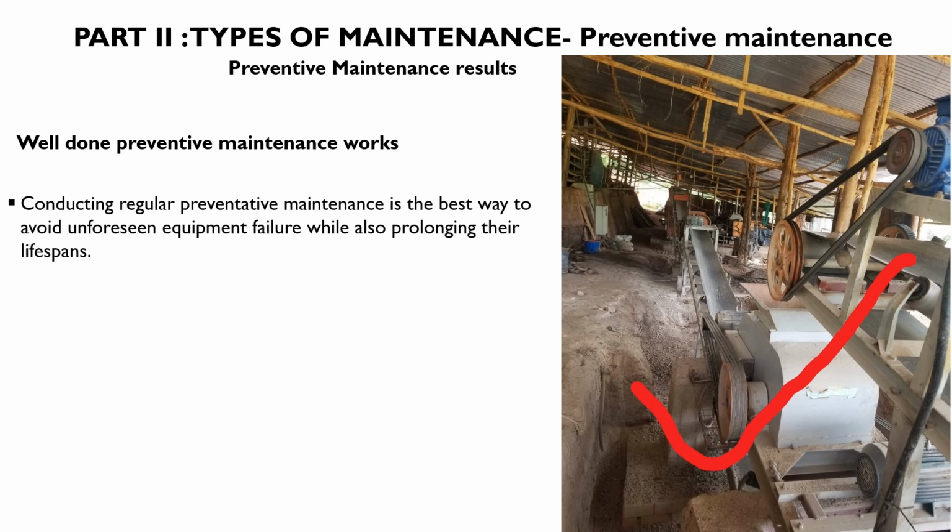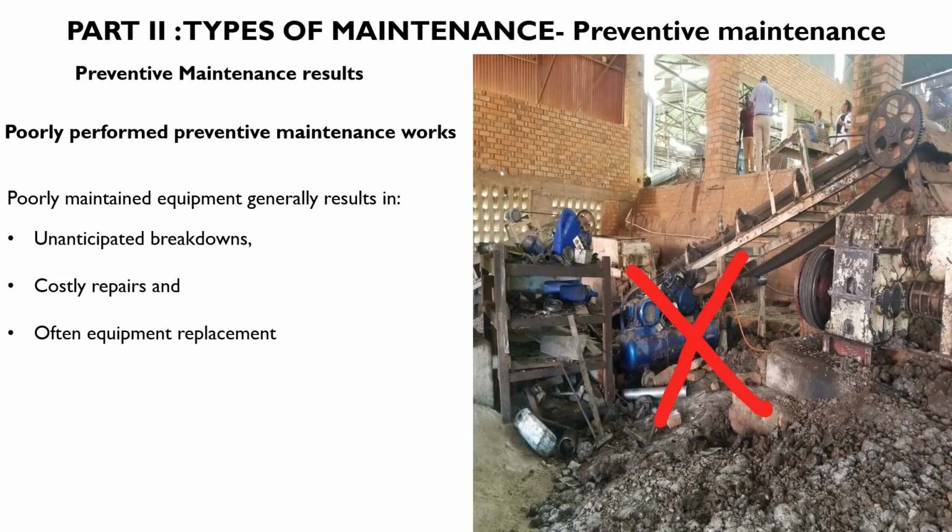It should always be understood that conducting regular preventive maintenance is the best way to avoid unforeseen equipment failure while also prolonging equipment lifespans. Whereas poorly maintained equipment generally results in unanticipated breakdowns, costly repairs, and often equipment replacement. The image we are seeing shows a case of a brickyard where preventive maintenance is poorly performed.